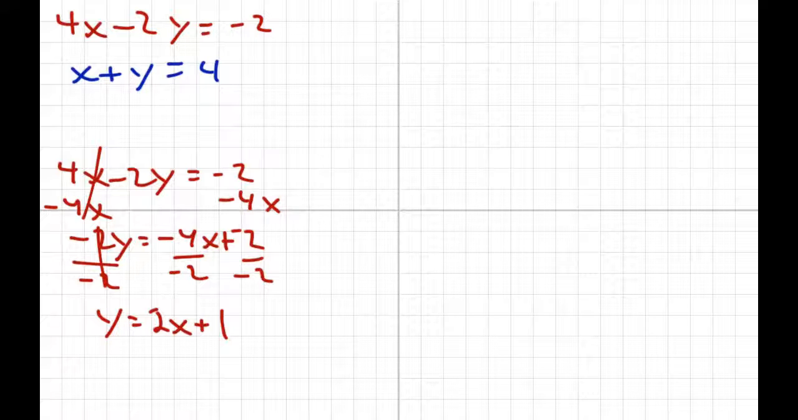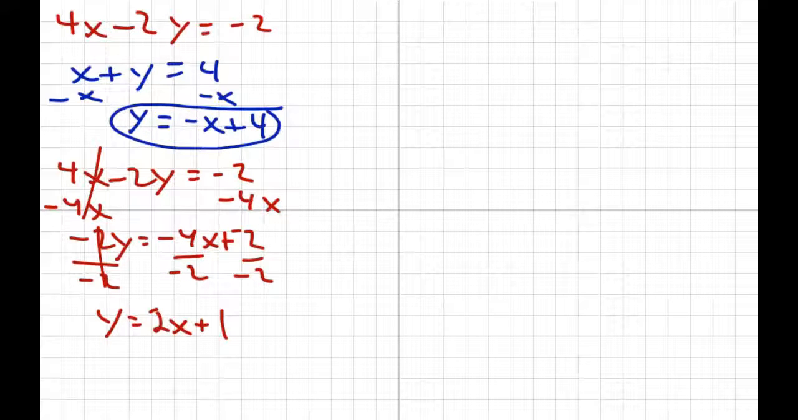For x plus y equals 4, that one's a little easier. Let me just subtract x on both sides. And I get y equals the opposite of x, or negative 1x plus 4. Alright, so these are our two equations in slope-intercept form.